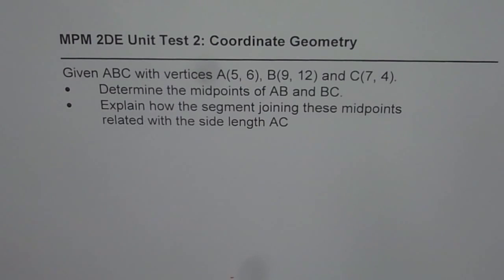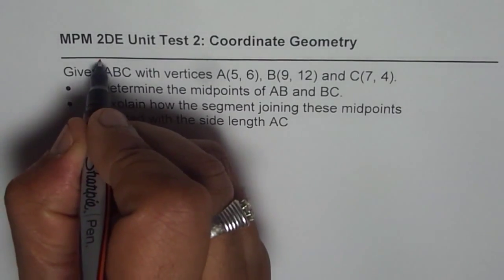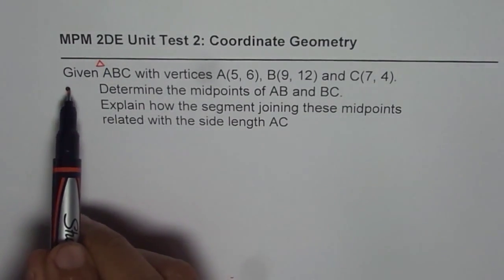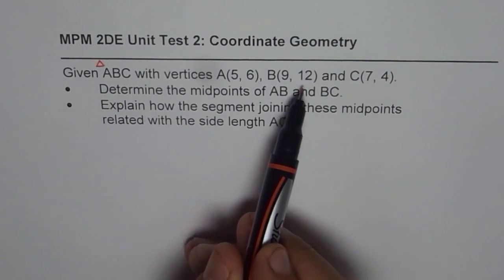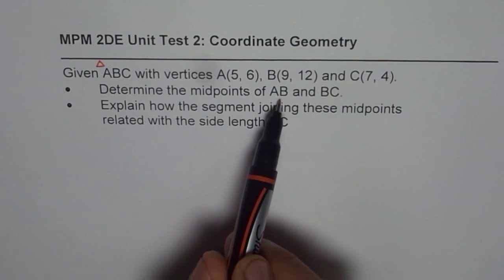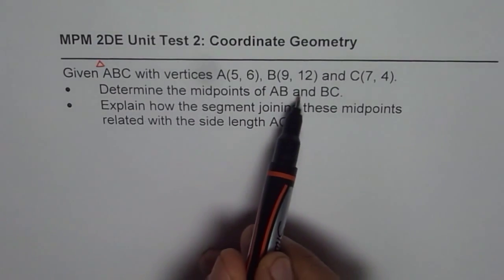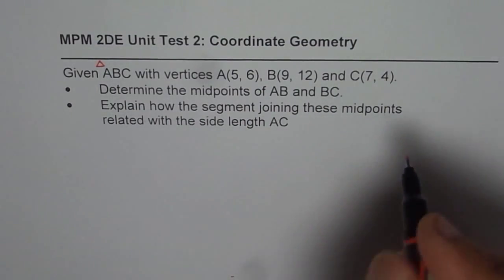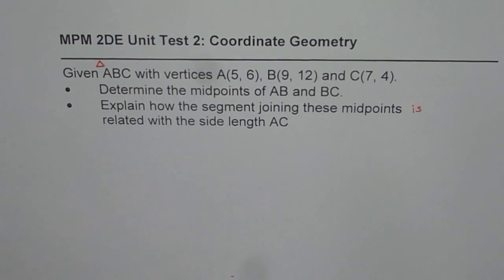The question here is, given triangle ABC, I missed the term triangle, let me make one here. Given triangle ABC with vertices A (5, 6), B (9, 12), and C (7, 4). Determine the midpoints of AB and BC. Explain how the segment joining these midpoints is related with the side length AC. So that is your question. I'd like you to pause the video and answer the question.